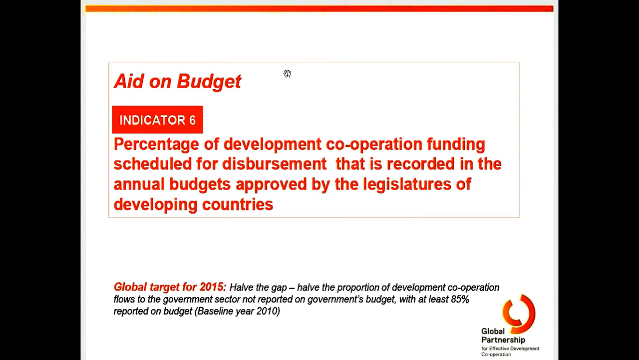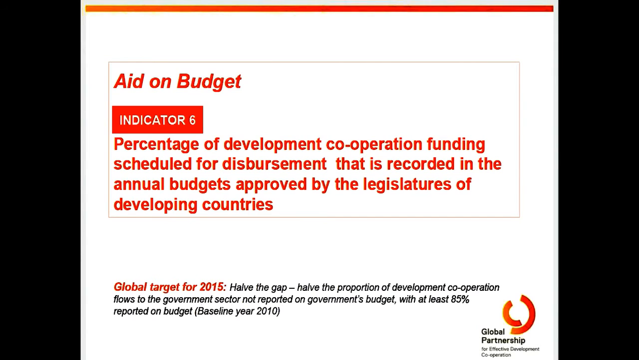Okay, so we've now talked about these issues for indicator 1 and also for indicator 5, where we talked about predictability, and now we're going to talk about another indicator. The number for this indicator is 6, and we're going to now talk about aid on budget. Specifically, we're talking about the percentage of development cooperation funding scheduled for disbursement that is recorded in the annual budget reported by the legislature of the developing country.